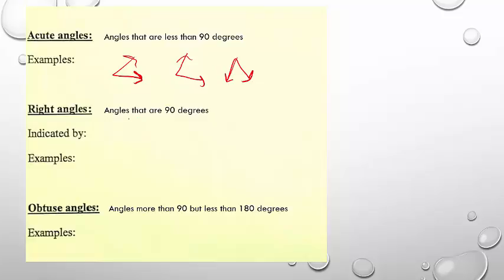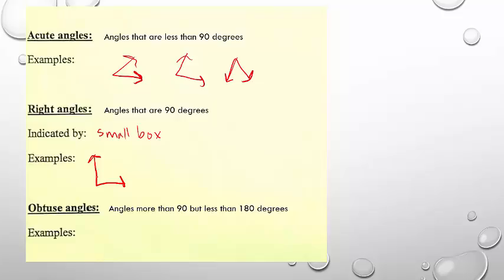Then we have right angles, and those are angles that are exactly 90 degrees. They are indicated by a small box. We want to be careful about drawing right angles because this is probably a new concept. It used to be that you would look at it and say, yeah, that looks like it's 90 degrees. But in reality, that could be 89.99 degrees, which is not 90. That's actually an acute angle, but it looks like 90.